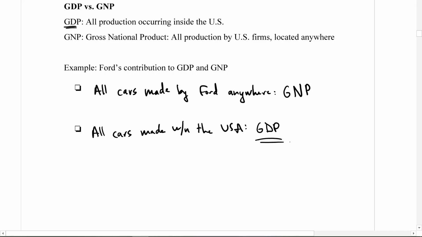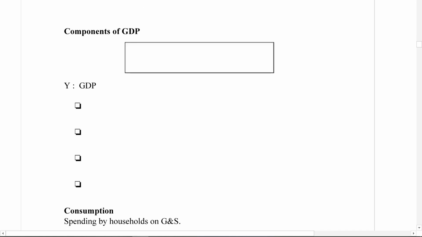Okay, so in the next video, we're going to jump into each of the component parts of GDP and look at a little bit of data to show what makes up our economy and how that's changed over time. So we're going to leave it off here and pick it up there on the next one.